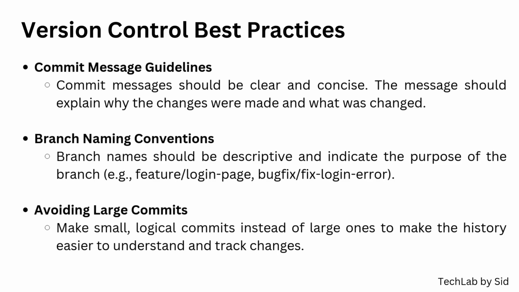Branch naming conventions. Branch names should be descriptive and reflect the purpose of the branch. For example, use names like feature/login-page for new features or bugfix/fix-login-error for bug fixes. This helps team members easily understand the focus of each branch.